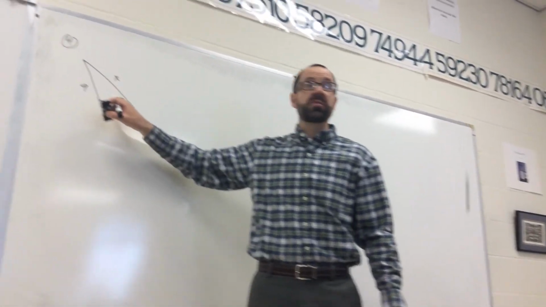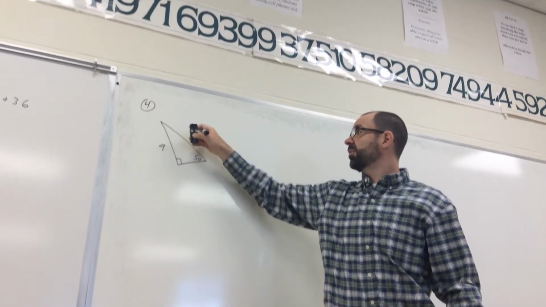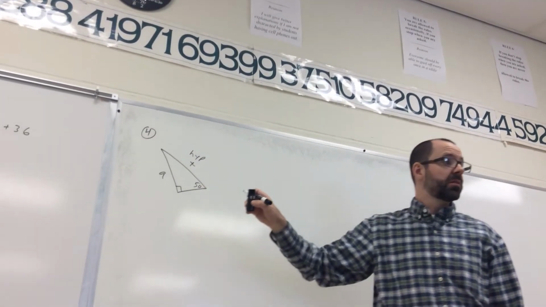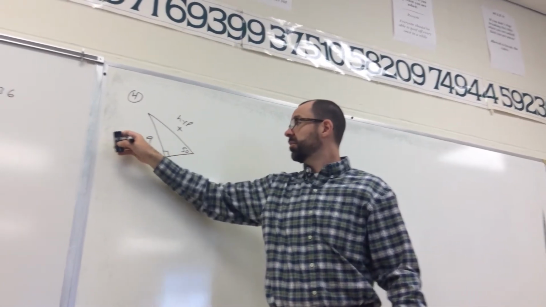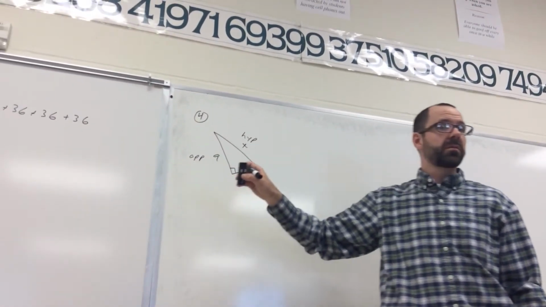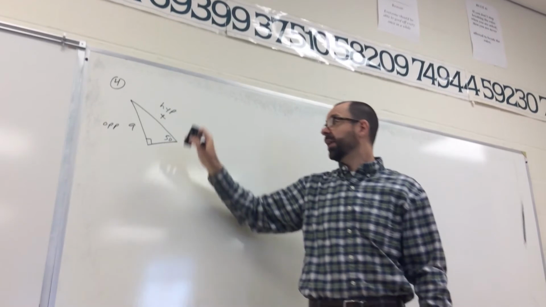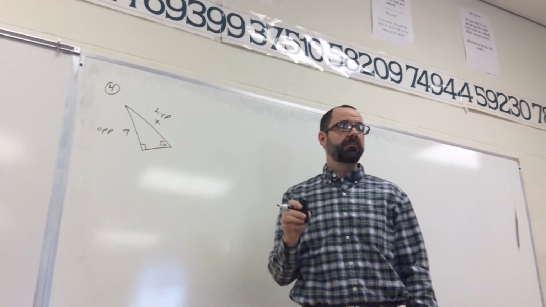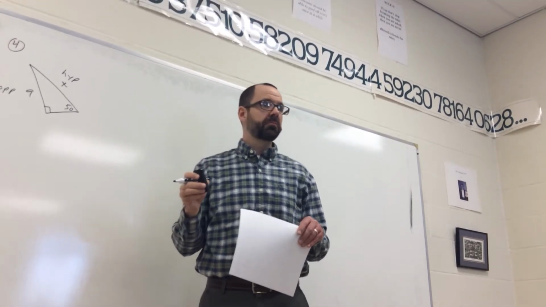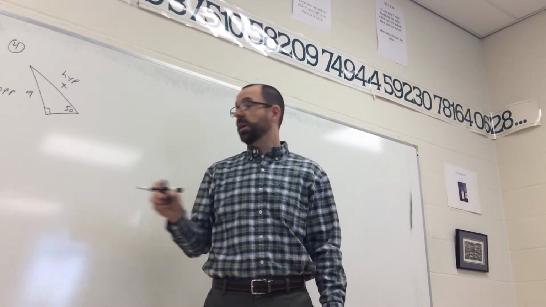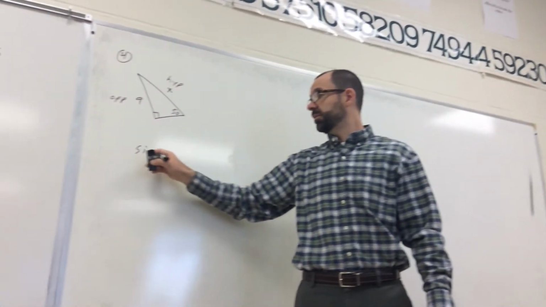So x is across from 90, so that's called the hypotenuse. And 9 is across from 50, so that's called opposite. So we've got opposite and hypotenuse. We're picking between sine or cosine or tangent. Good. Opposite and hypotenuse is sine.